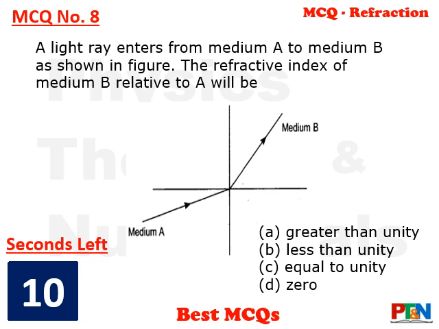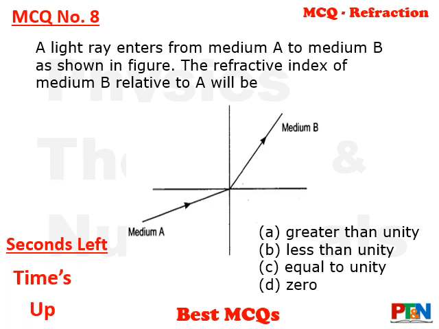Next MCQ. A light ray enters from medium A to medium B as shown in the figure. The refractive index of medium B relative to A will be among the three options: greater than unity, or less than unity, or equal to unity or 0. Your timer for 10 seconds starts now. Time's up. Let's see the answer.